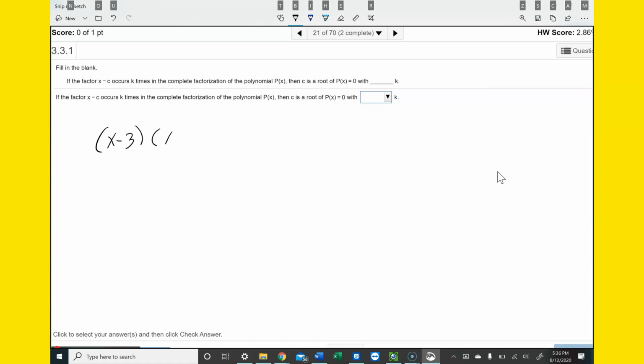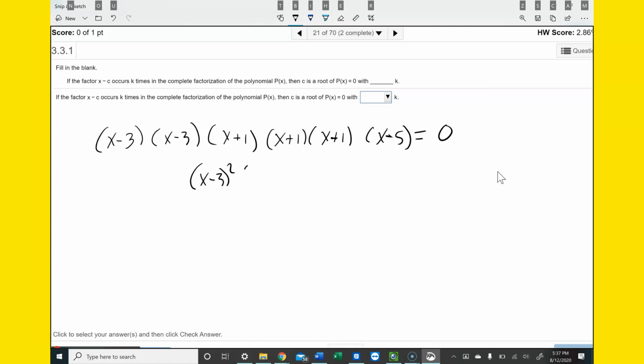3, x minus 3, x plus 1, x plus 1, x plus 1, x minus 5. And it factors out that way when you factor it out completely. Let's just pretend that's the case. So that means that another way we could write that is x minus 3 to the second, x plus 1 to the third, x minus 5.